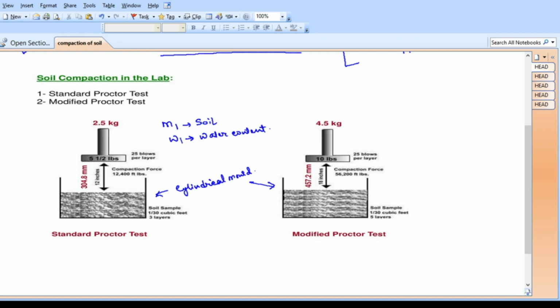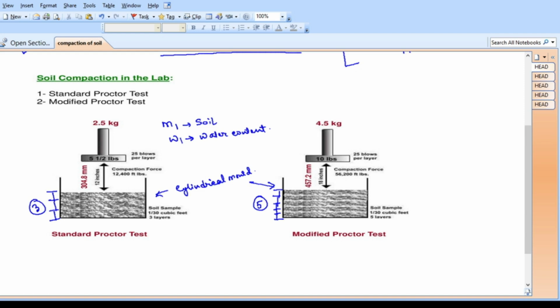We fill it up in 3 layers in case of the standard Proctor test and in 5 layers in case of the modified Proctor test. 3 layers means what? You can see over here the layers are well defined. This is one layer, this is second, and this is third. So the total number of layers we use is 3, and here it's 1, 2, 3, 4 and 5. So the total layers we take here is 5.